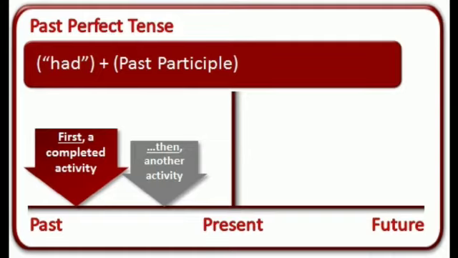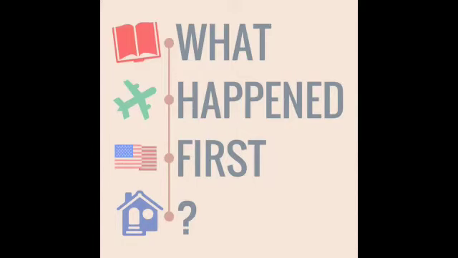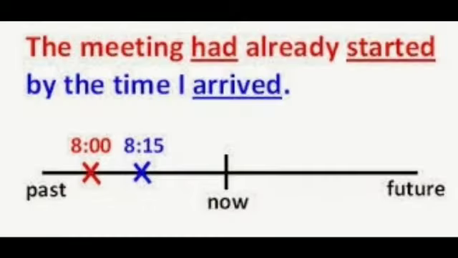Let us understand with this time marker. Here you can see in the past two actions are done, the first completed activity and another completed activity. So the first completed activity is written in past perfect tense and the second part is written in simple past, that is past indefinite tense. Here we have to always keep in mind what happened first. The first action should be written in past perfect.